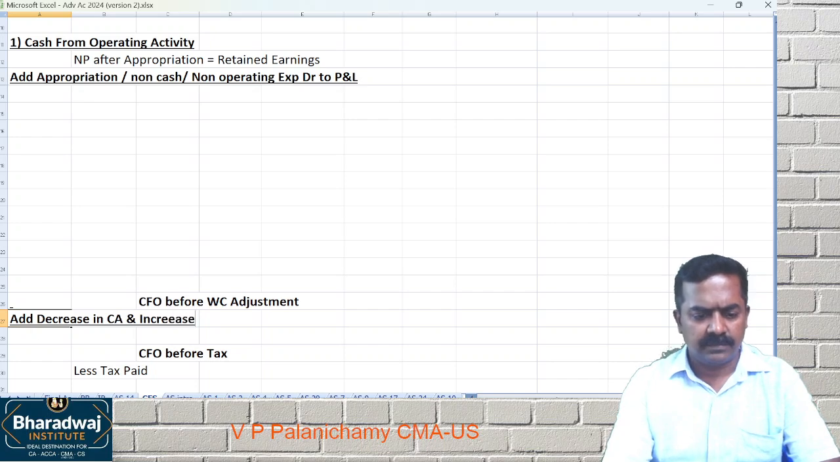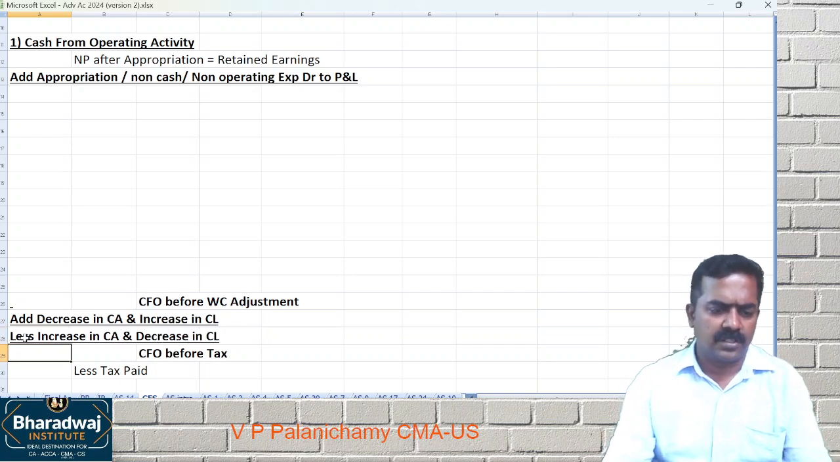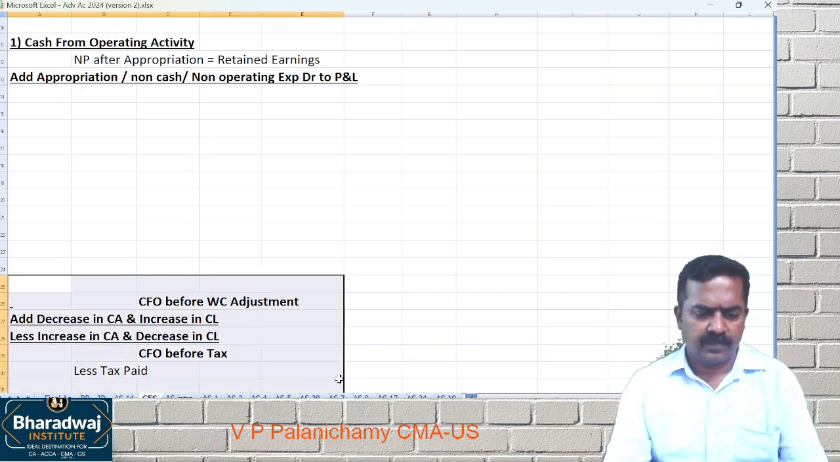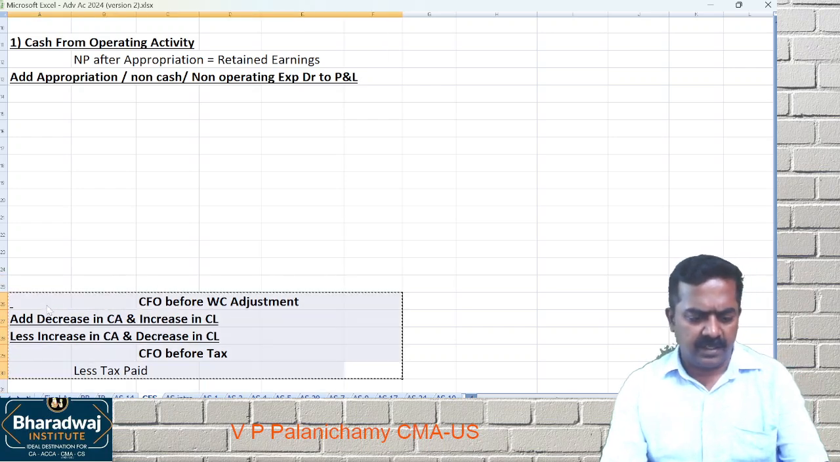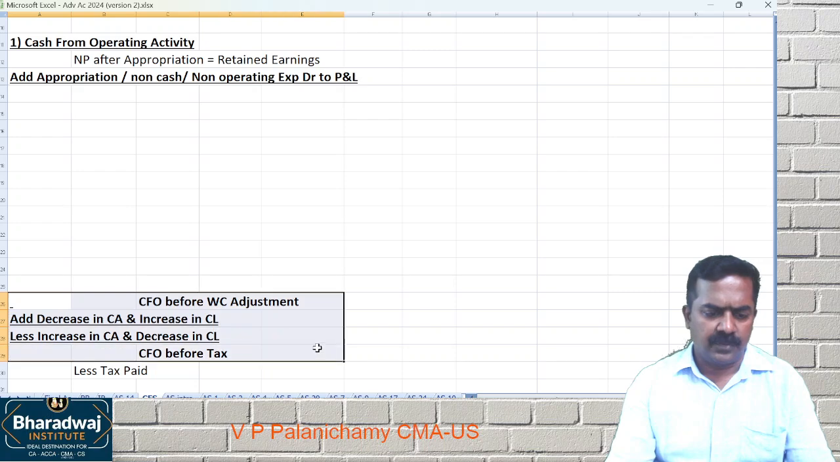Increase in current liability. Then reduce, because both cause outflow of cash. Minus tax paid will be taken as CFO.